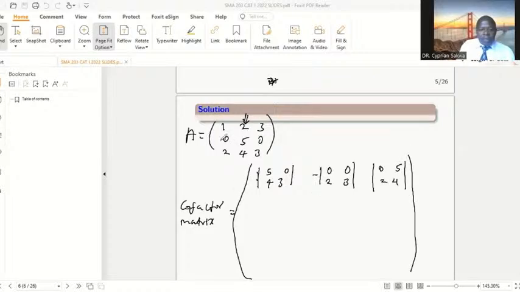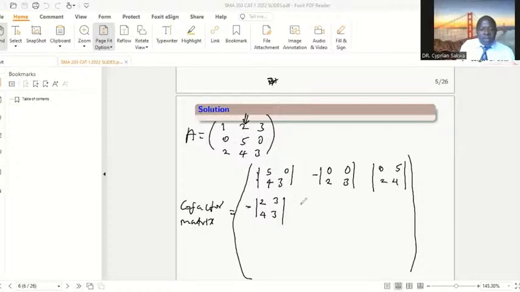Let me come to the third element, which is 0. Delete the row of 0 and the column of 0. You have 2, 3 as the remaining matrix, 2, 3, and 4, 3. The sign here was positive, negative, positive. This will be negative.